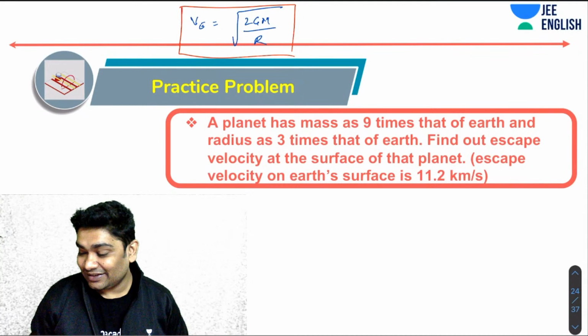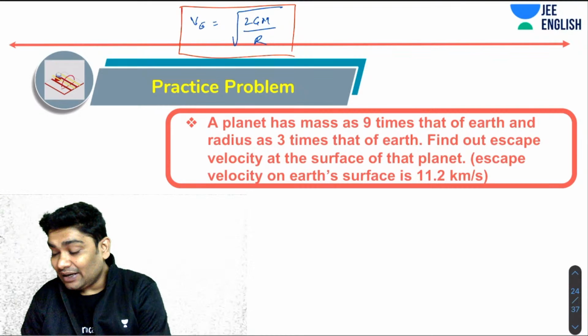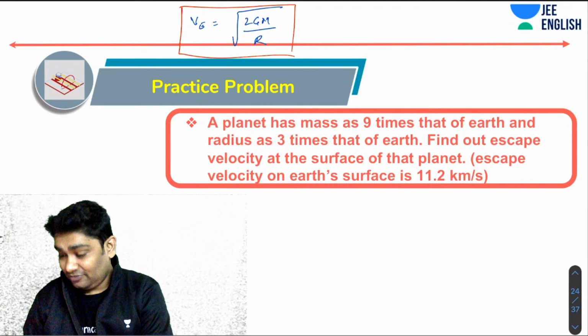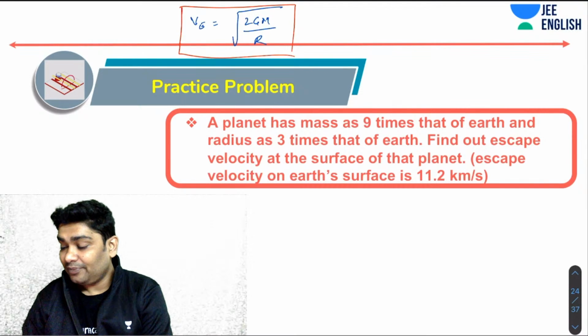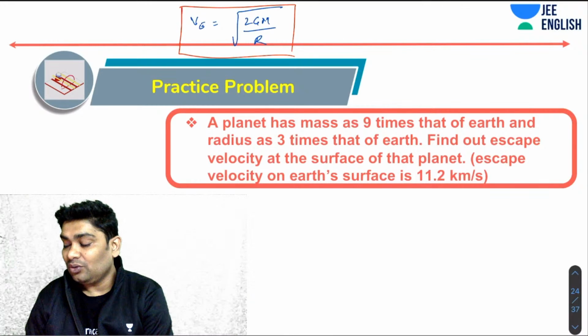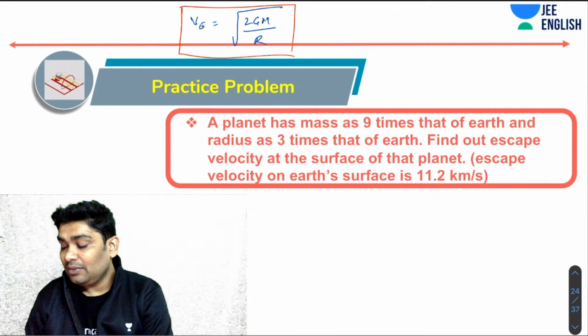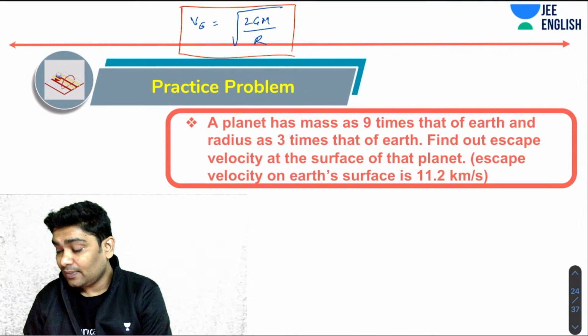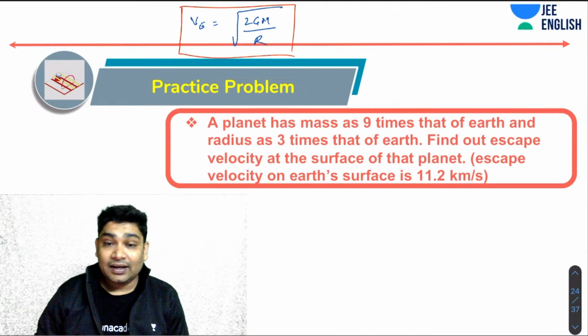See, V escape for planet would be root of 2G mass of planet over radius of planet. Correct. Similarly, V escape for Earth would be equal to root of 2G mass of Earth over radius of Earth. Correct.